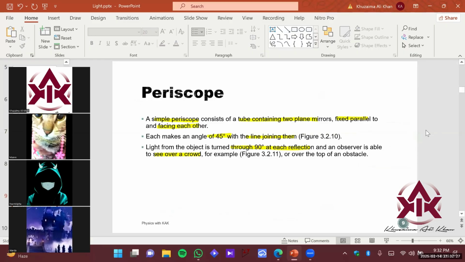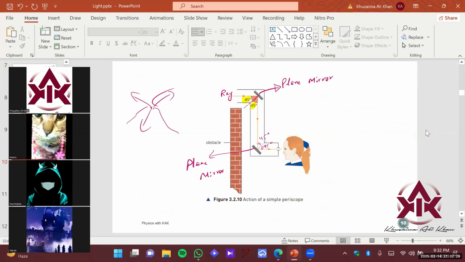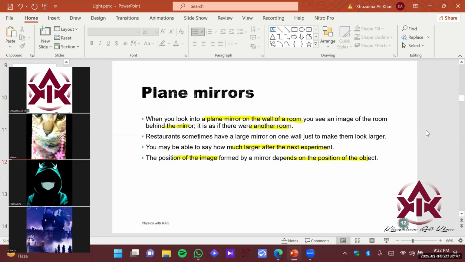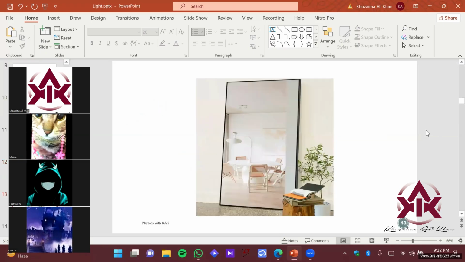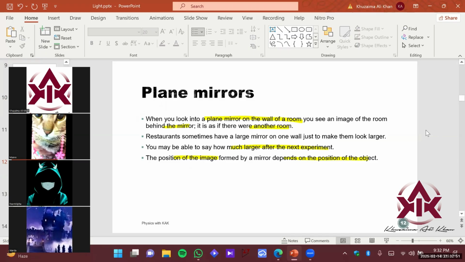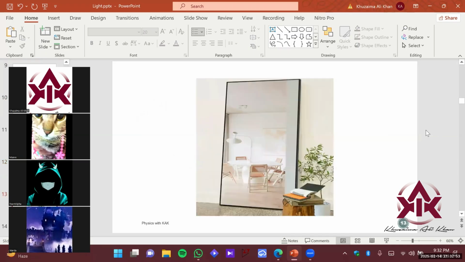We have periscopes. Periscopes are basically used for looking over an obstacle, and they are aligned in such a way that they have two plane mirrors which cause the angle of incidence to be 45, hence the angle of reflection is also 45. So the ray travels in perpendicular directions and enters your eye, right? Then we have plane mirrors over here. Plane mirrors can be constructed by using a silver layer behind the glass that reflects your image and forms it inside the mirror.